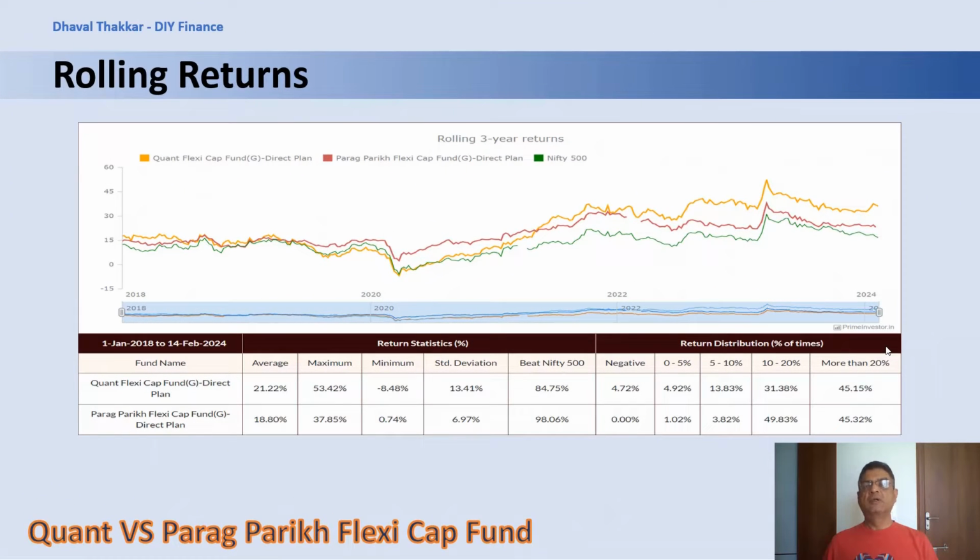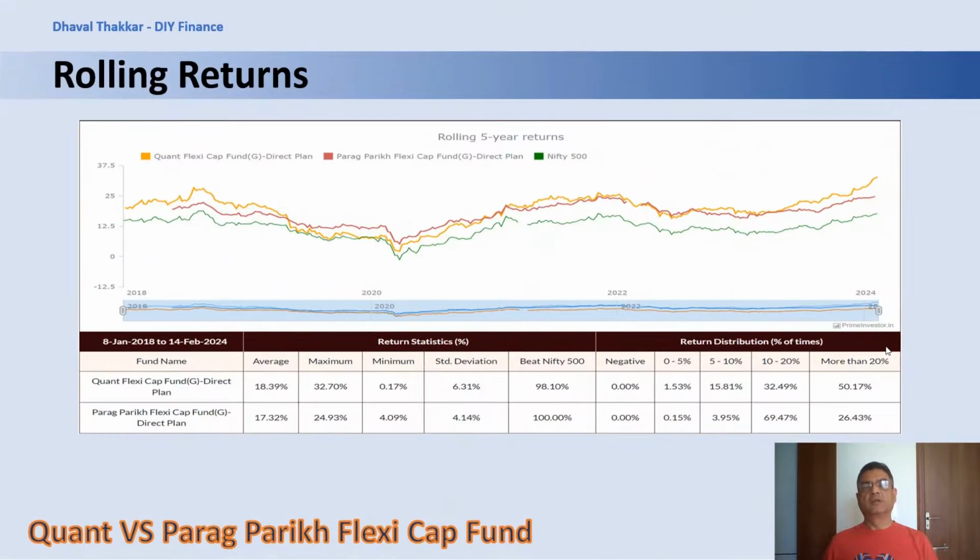Now let's see the 3 year rolling returns. Here, Quant is able to beat its index 85% of times, whereas Parag Parikh is able to beat 98% of times, with Quant having a little better average returns and a higher volatility. Now let's also check the 5-year rolling returns. Here, both the funds are able to beat its index 100% of times, with Quant having better average returns and more volatility. Both the funds have a zero chance of negative returns.